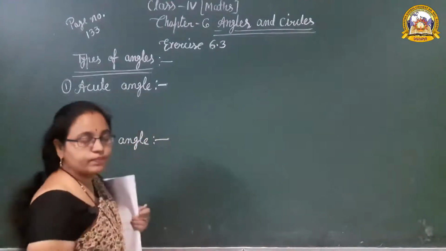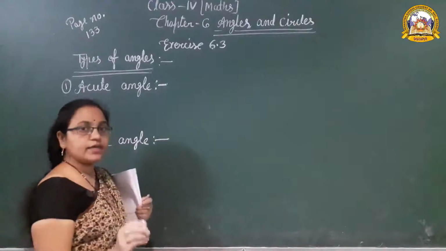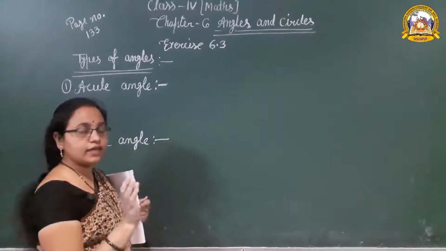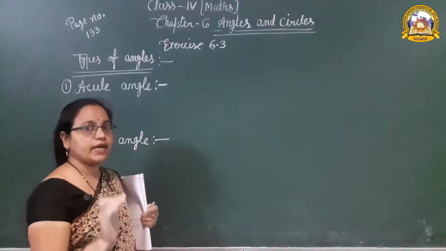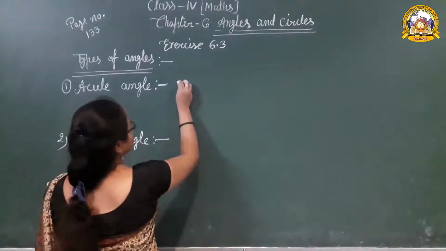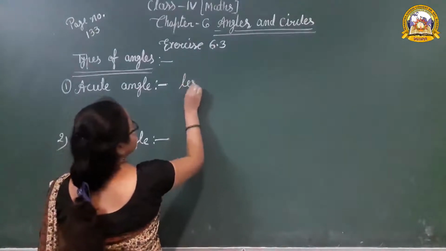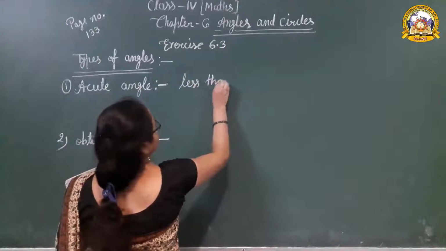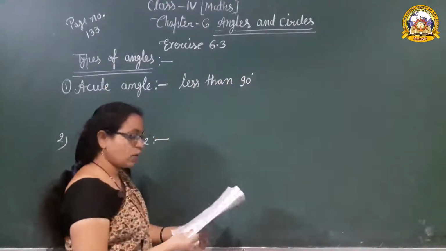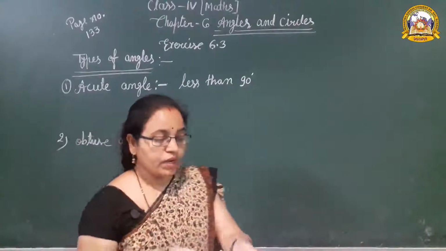Acute angle: an angle that is measured less than 90 degrees. An angle which is less than 90 degrees is called an acute angle. Means an angle which is less than 90 degrees is called an acute angle.